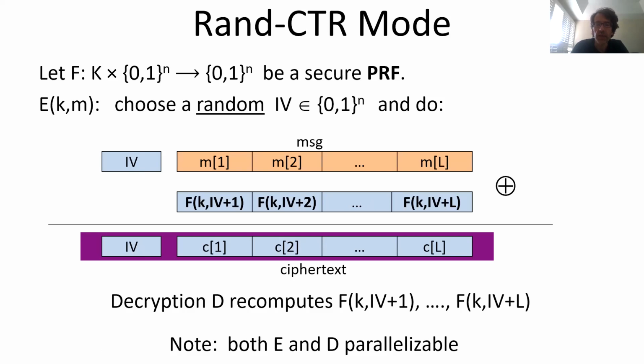Now this is very nice also because it's parallelizable. So if this is a long message and you have multiple cores, you can encrypt separately, and decryption has the same circuitry, so it applies to both of them.